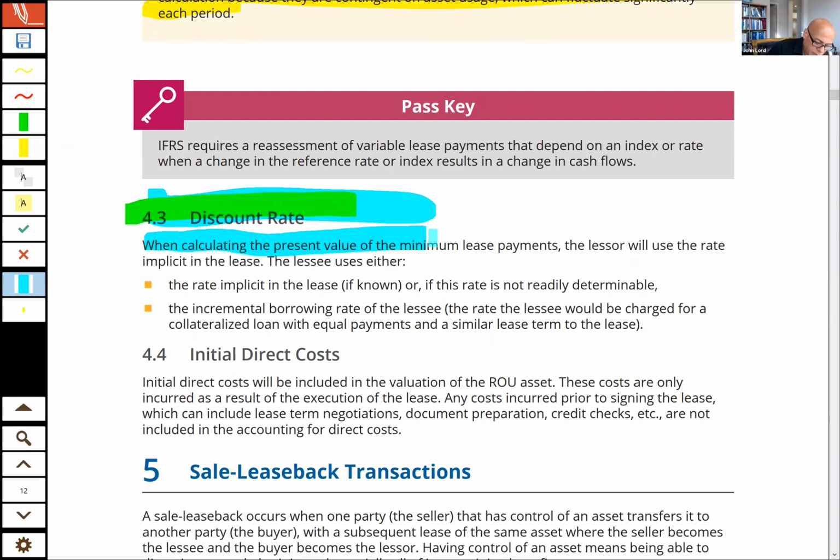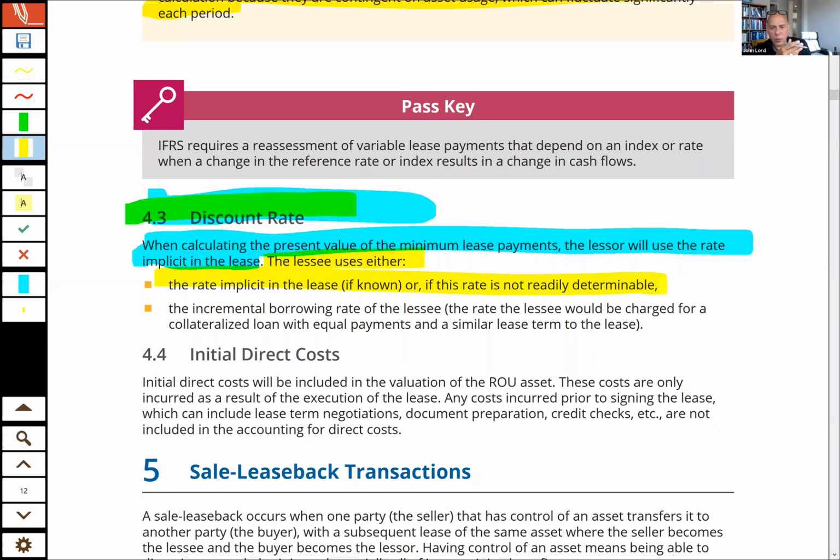So when calculating the present value of the minimum lease payments, the lessor will use the rate implicit in the lease because the lessor knows the rate. The lessee will use the rate implicit in the lease if known. Now you look at this and you say, well, how would they not know? Well, when you lease property, sometimes lessors get a little funky in how they describe the interest rate that's associated with that. And so it is possible that you're not going to be able to figure out what was implicit in the lease.